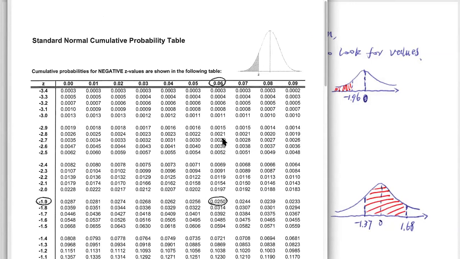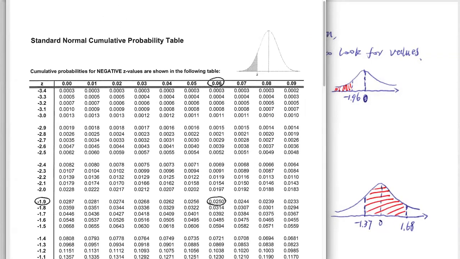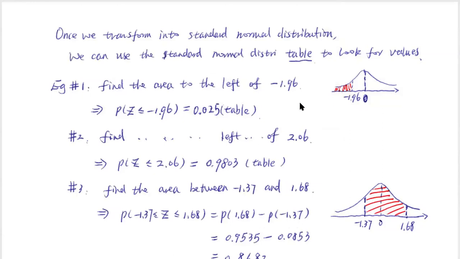I'm going to upload that Z table in the canvas so you can use that to get those probabilities. Okay, that's the first example, where we got 0.025. Any questions for this part here?